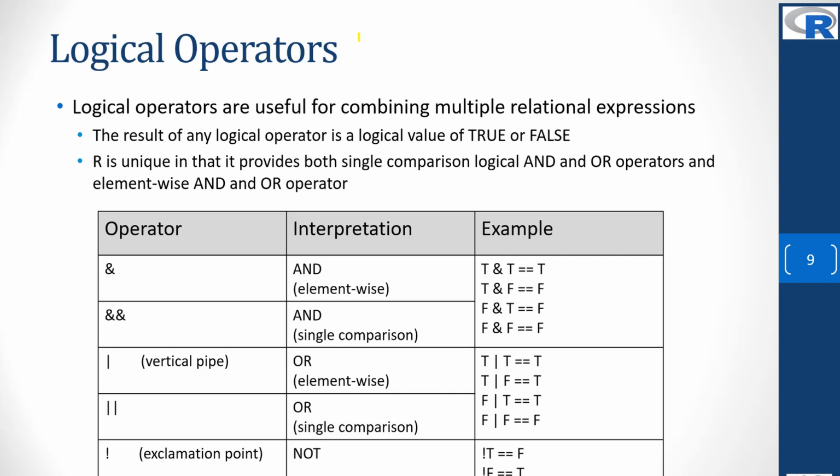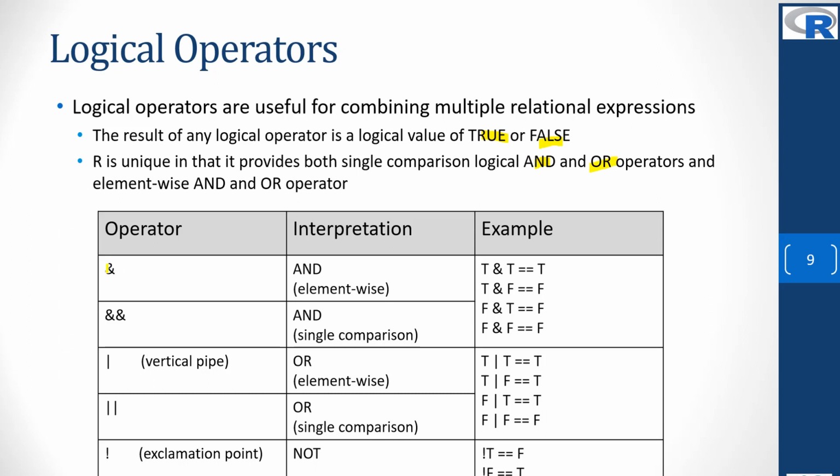Now, logical operators are similar to relational operators in that they do comparisons, but we do combinations of relational comparisons using logical operators. So they're kind of like a glue for relational expressions, where they'll glue multiple expressions together. The result of any logical operator is the same as a relational expression. It's true or false. R provides some slightly different versions of the logical and logical or operators.